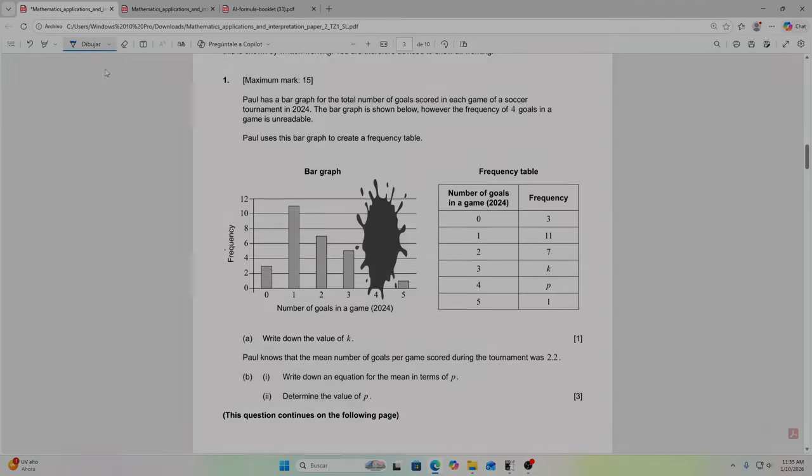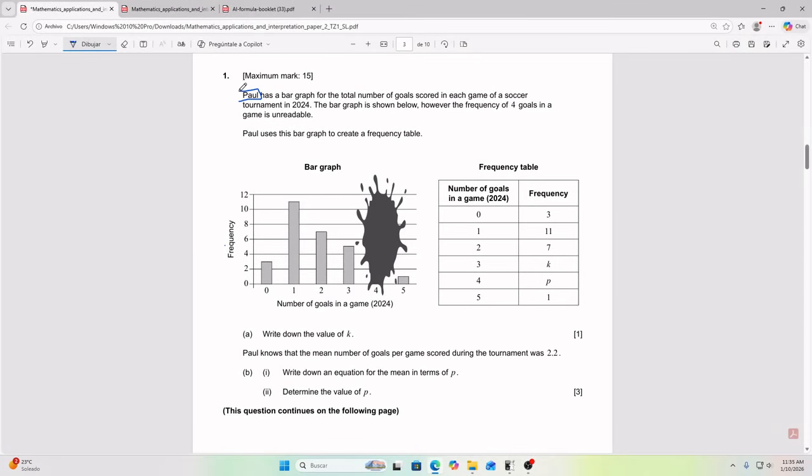Alright guys, for this first one we have Paul, our good old friend Paulie, who has a bar graph for the total number of goals scored in each game of a soccer tournament in 2024. Paulie is a football fan, so in the bar graph shown below, the frequency of 4 goals in the game is unreadable, which is this big gecko splatter on the bar graph.